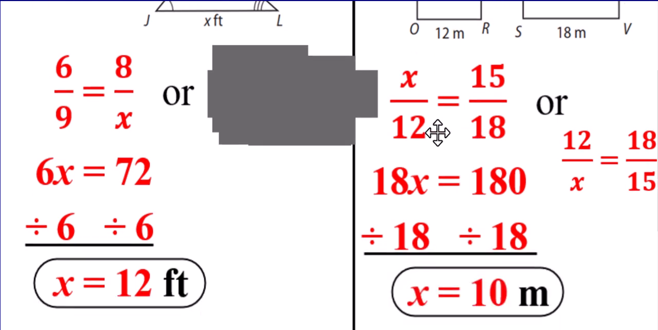Now, there was a shortcut here. You could take 12 times 1.5 to get 18, and then divide, since you have to go the opposite way. If you take 15 divided by 1.5, you would also get the 10. So if you used a shortcut and it worked out for you, congrats, that's fine.